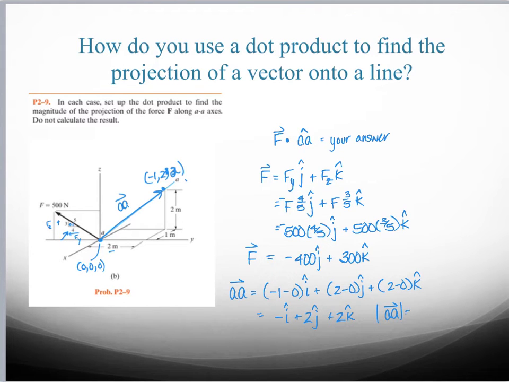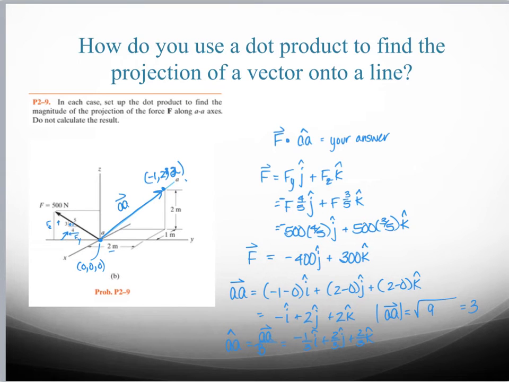Now the magnitude of that is going to be found by taking the square of these components and adding them together. And so that is going to be the square root of 9, which is 3. And so the unit vector in that direction would be found by taking the vector I just found and dividing it by 3. So I get -1/3 i plus 2/3 j plus 2/3 k.